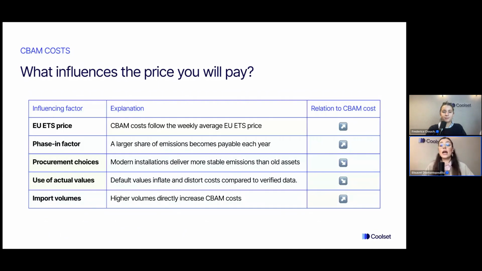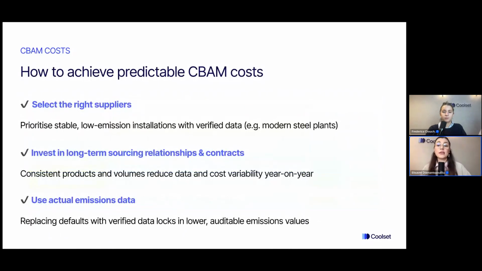Now, to wrap up the session, here are some practical tips that we think matter when you're trying to achieve some predictable CBAM costs. First, we have the procurement decisions that we talked about again and again. Who you source from will directly impact your CBAM exposure.